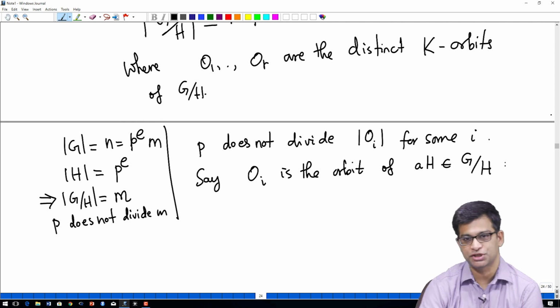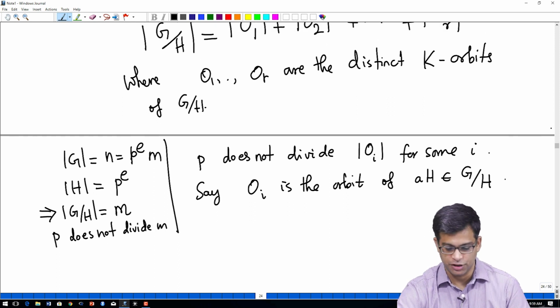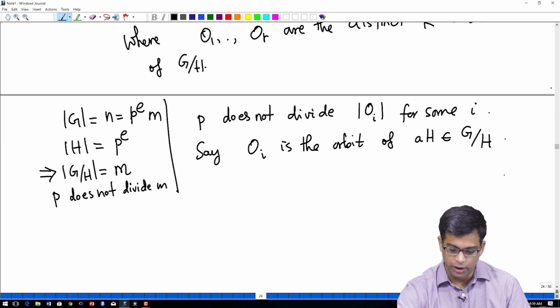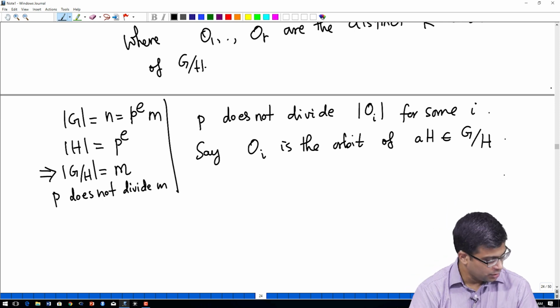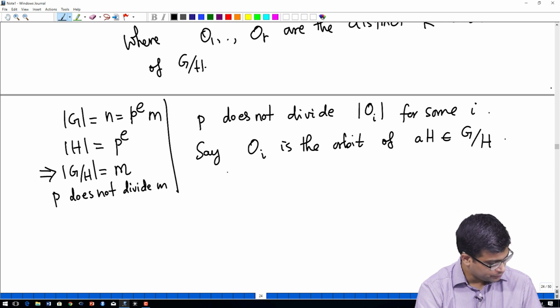Remember the set in question here is G mod H. So, orbits are orbits of elements of G mod H. Say O_i is the orbit of aH. So, in other words, what we have is that p does not divide the order of the orbit of aH.